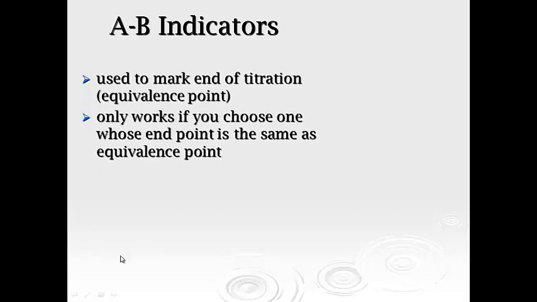Acid-base indicators are used to mark the end of a titration, which for most titrations is the equivalence point. If you think about it, it marks the end of a titration and gives us some idea that the reaction has gone to completion. If our general form of titration is M1 V1 equals M2 V2, and we're using it to solve for an unknown, that color change lets us know that we've reached the equivalence point, and then we can use that to do the math.